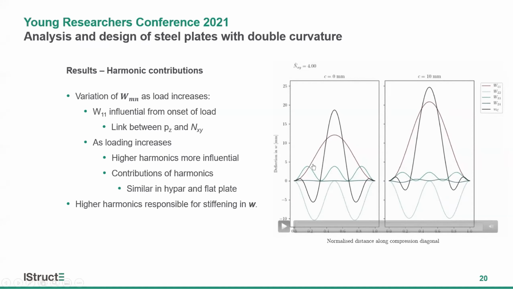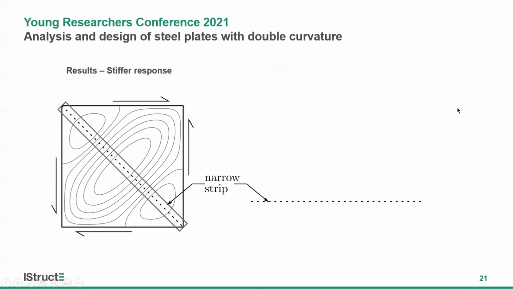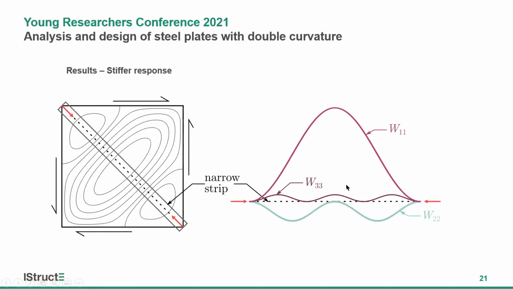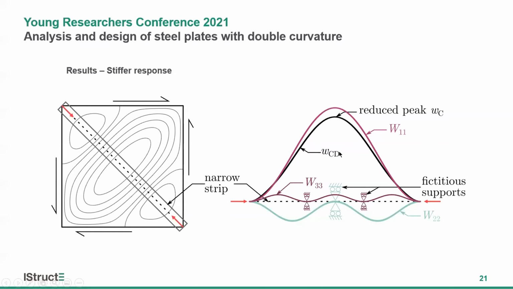And I'll now show why we believe that the introduction of higher harmonics in the response contributes to a stiffening in W. So if we were to consider the compression diagonal as a narrow strip in compression, as is the case because of the way we apply the shear loads, the out-of-plane displacement mode W11 is influential from the onset of loading and is the least stiff mode. And as higher modes begin to become more influential on the behavior, the deflections are more uniform along the strip. And so there are points where deflection cannot occur, and these we term as fictitious strips. The introduction or the increased significance of such modes, therefore, creates a stiffening response and reduces the peak of the overall deflected shape.